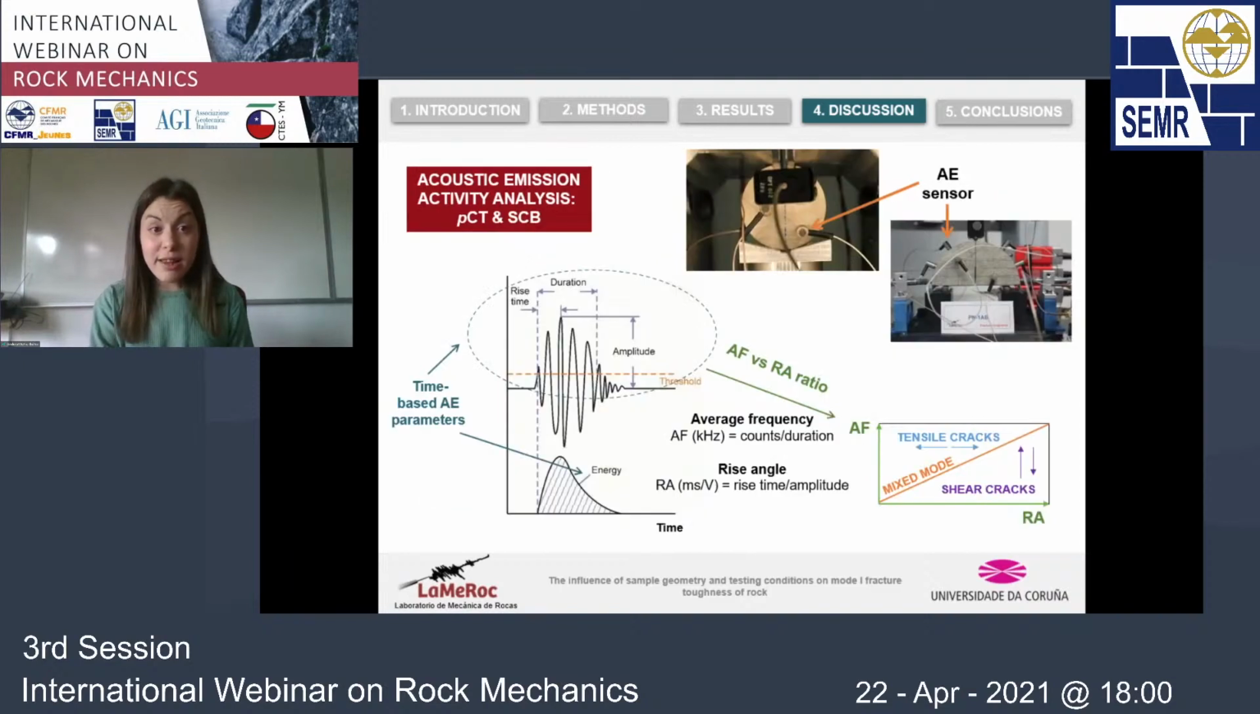We have also recorded the acoustic emission activity using these sensors on the surface of the sample. We have recorded many time-based acoustic emission parameters, the most typical ones: amplitude, duration, and energy. And we have also computed a couple of ratios, called the average frequency and the rise angle, using these parameters. If we plot these magnitudes on a graph, we can assess if the acoustic events are being produced by tensile cracks, by shear cracks, or if there are mixed mode conditions.